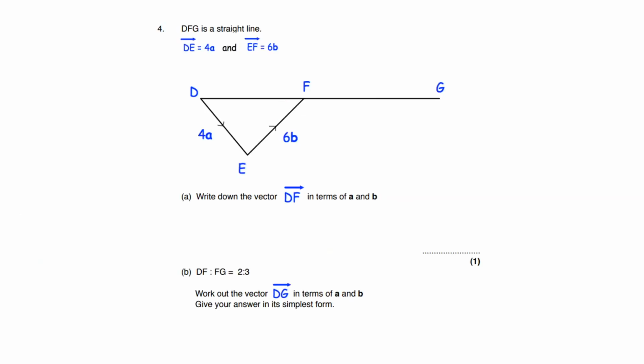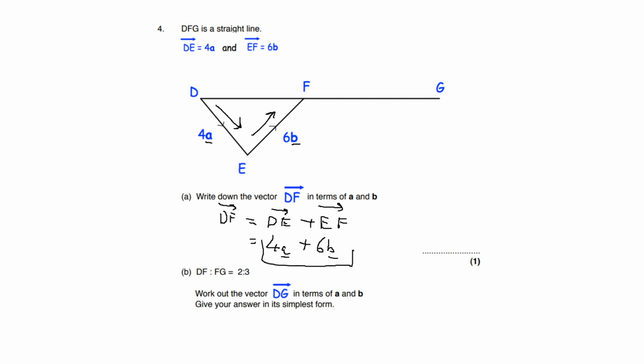Let's look at another example. So for this example, we are told that DE is 4a, EF is 6b, so DF is just going to be D to E plus E to F. So we're going through here, and then we're going through here, which is the same as writing 4a plus 6b. And that's our final answer.